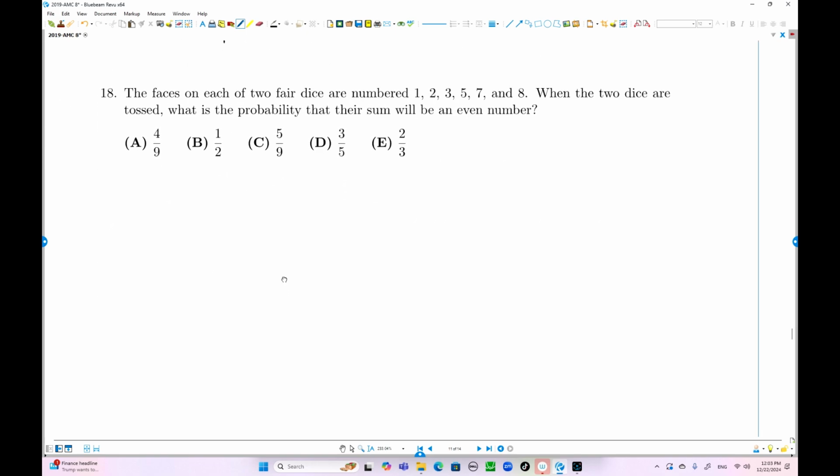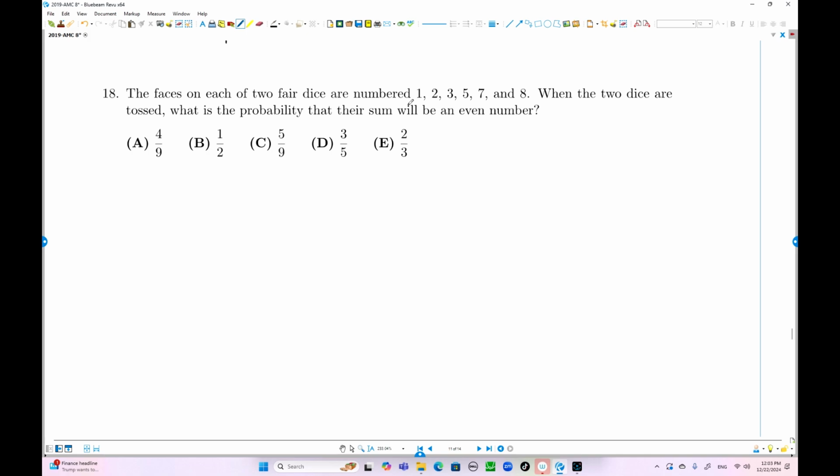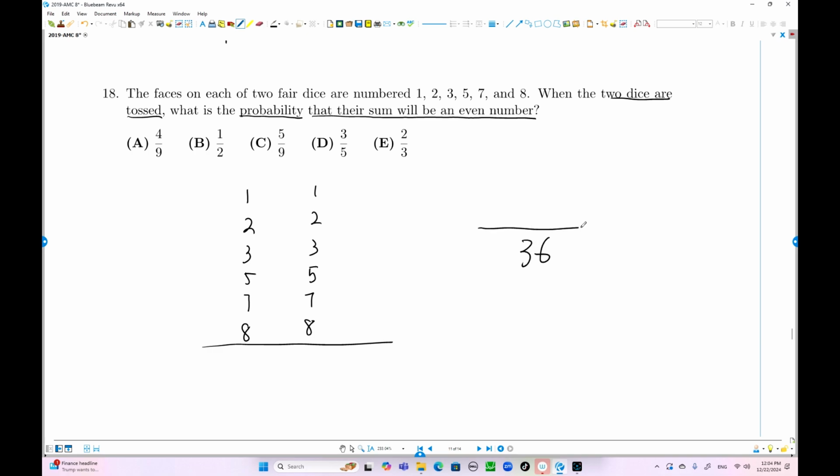All right, number 18. When you roll the dice, each number has the same probability, okay? So we have 1, 2, 3, 5, 7, 8. That's just 6 numbers. Another one over here, 1, 2, 3, 5, 7, 8 numbers. 2 dice, okay? What is the probability that their sum will be an even number? How can you find that? This is 6 numbers times 6 numbers. 6 times 6, there are 36 outcomes, right?